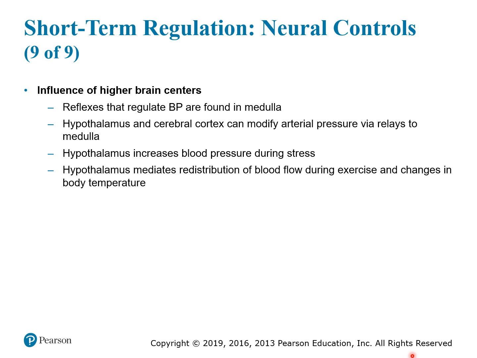Now, the third factor in the short-term regulation is the higher brain centers. So far we said that the short-term neural controls act via baroreceptors, chemoreceptors, and now the third thing is they act via higher brain centers. Reflexes that regulate the blood pressure are found in the medulla. The hypothalamus and cerebral cortex can modify arterial pressure via relays to the medulla.